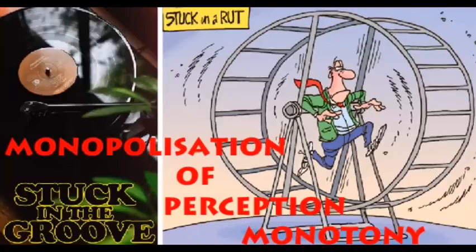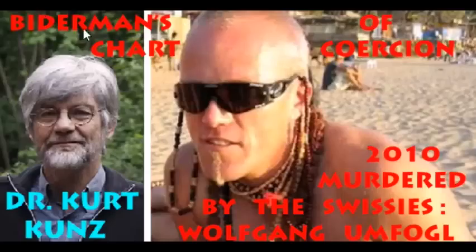Biedermann's monopolization of perception will lead to a thing which is called in Swiss German Knastkoller, which means prison madness. So here it says Biedermann's chart of coercion, and this was Wolfgang Umvogel, a whistleblower concerning the Swiss Nazi banks, 2010, murdered by the Swissies, Wolfgang Umvogel. And here is the prison psychiatrist who knows all about the Biedermann's chart of coercion, Dr. Kurt Kunz, just like the SS Kunz.